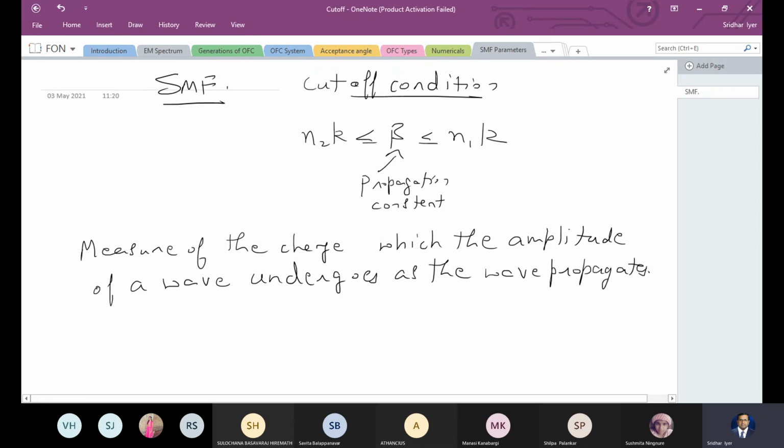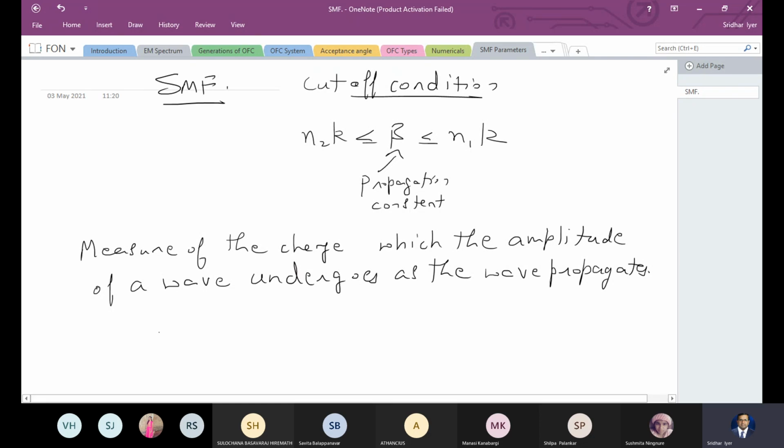Okay, so in simple terms, the amplitude of any wave or signal, if you take an individual signal, is not going to remain constant. It is going to keep varying, right? And that change can be measured using the propagation constant, right?